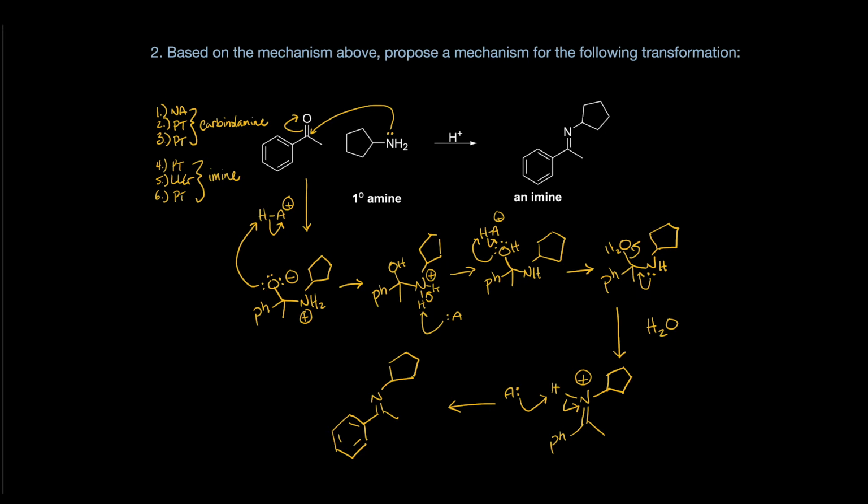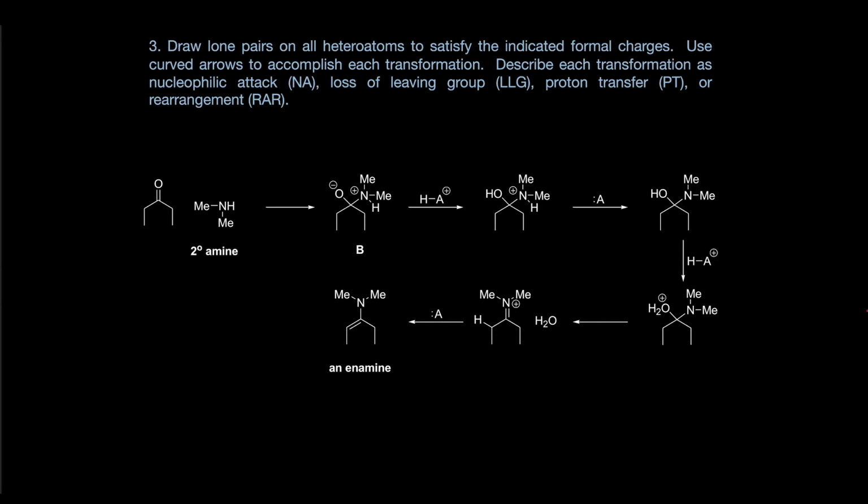Now let's take a look at the mechanism to form enamines. The mechanism of enamines is the same as imine, but slightly different in the last step. Let's start by drawing in lone pairs in the mechanism. So let's go over the mechanism. In the first step, our secondary amine will attack the electrophile, followed by proton transfer.